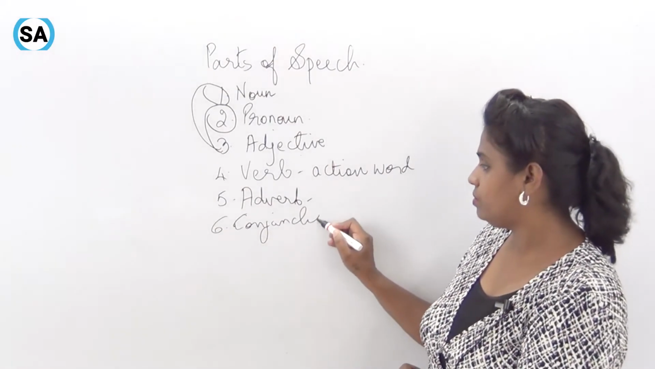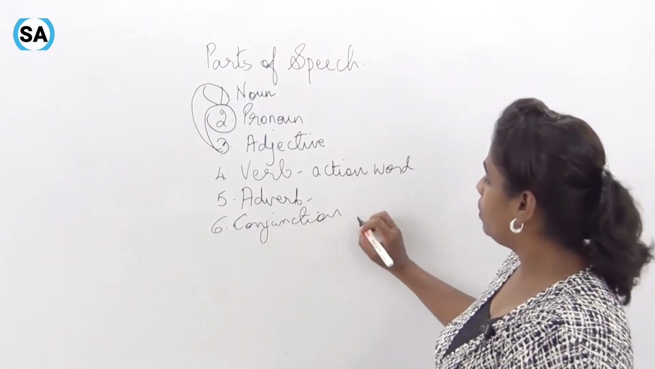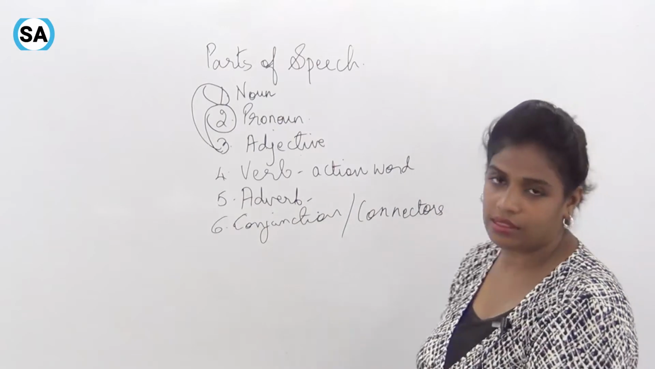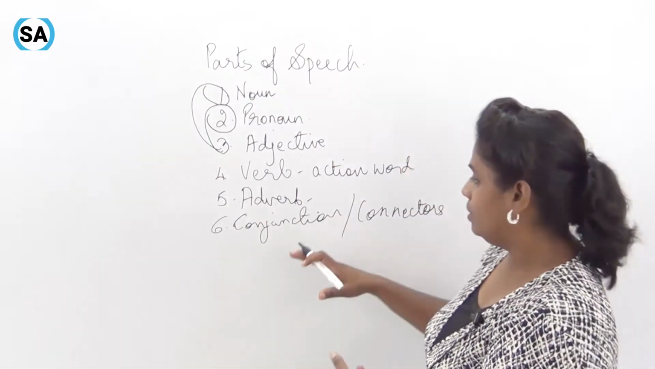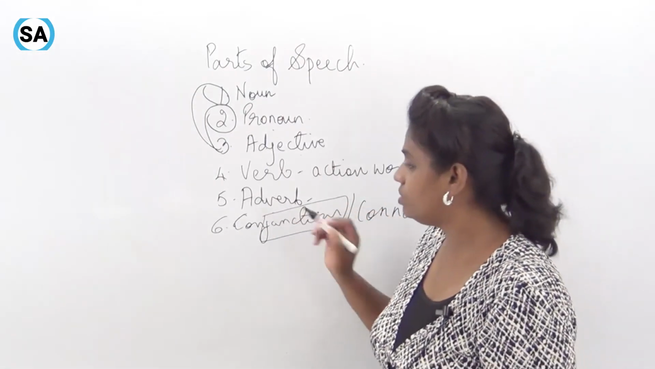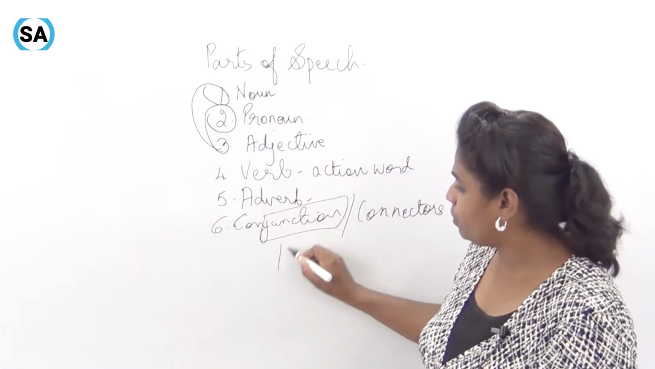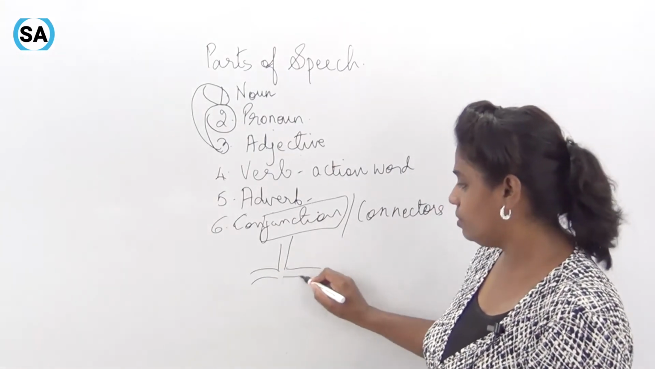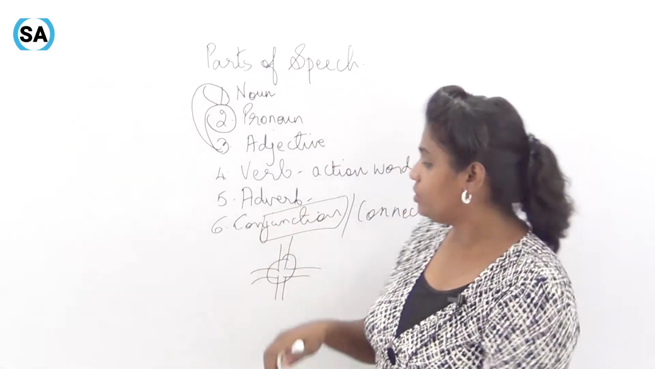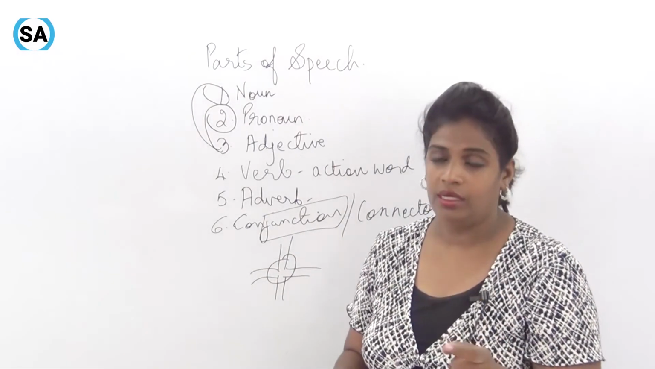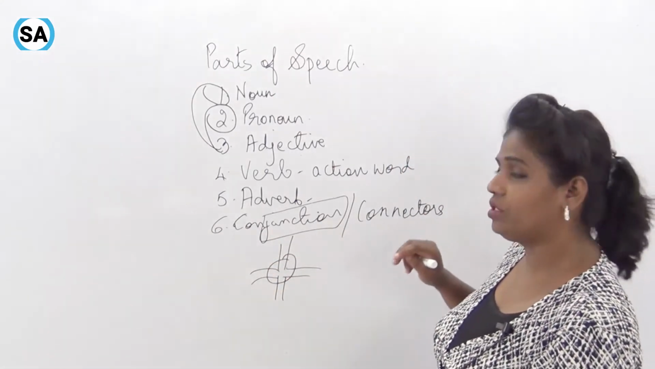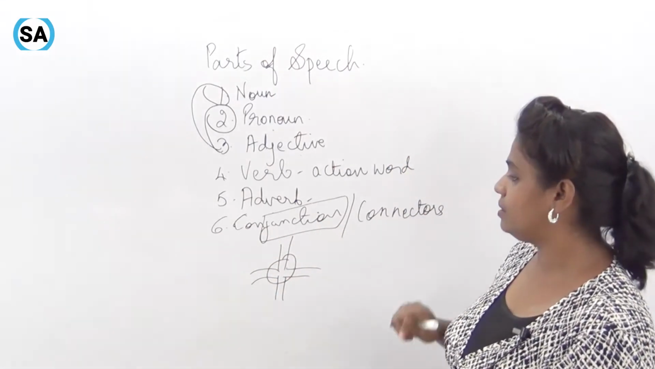conjunction. Conjunctions are also called connectors. Normally when we say conjunction, I always tell the student to remember this word junction. Junction is a place where two or more roads meet. So this point connects two or more roads. So when we say conjunction, it is a word that connects two or more sentences. So we have conjunction. They are also called connectors.